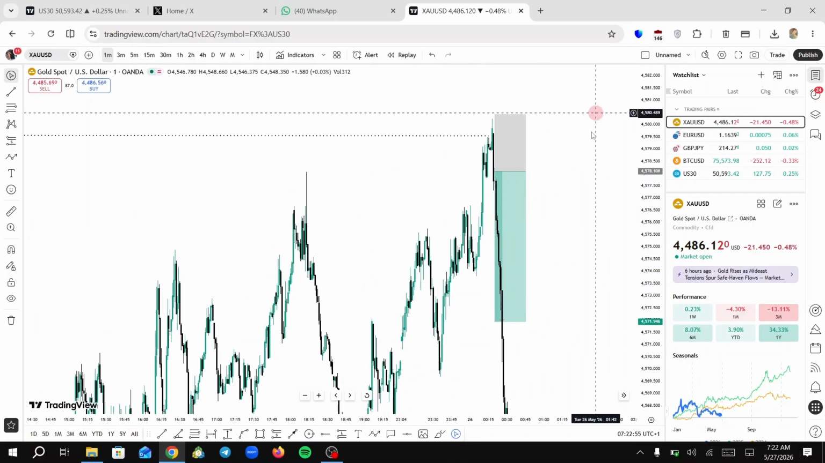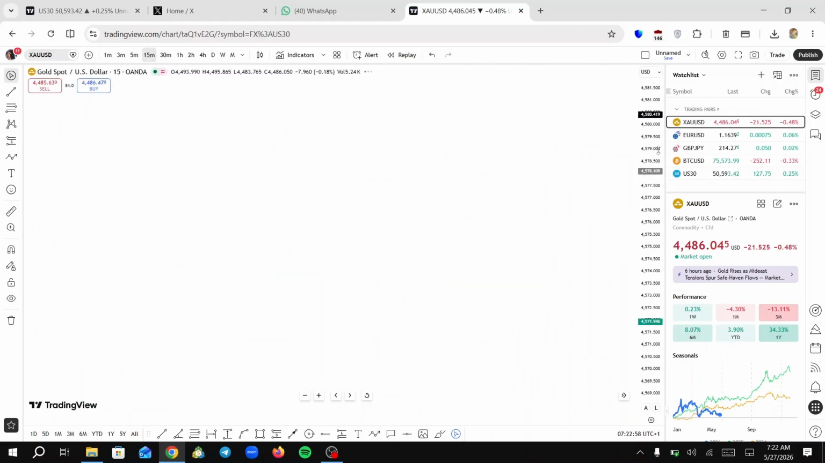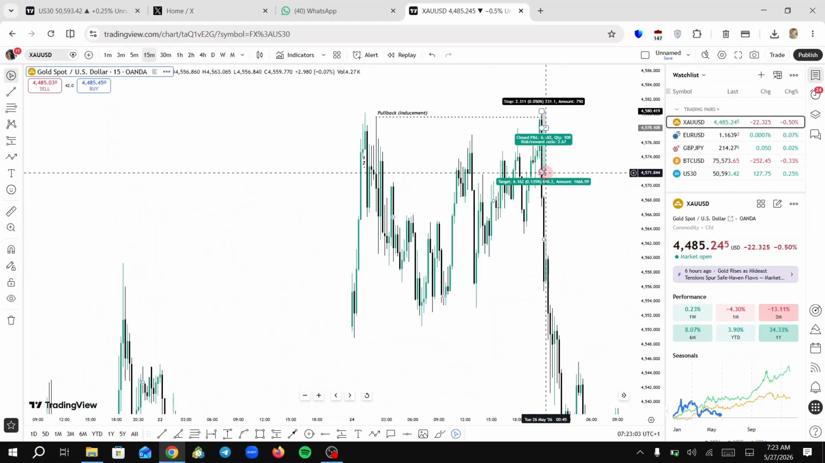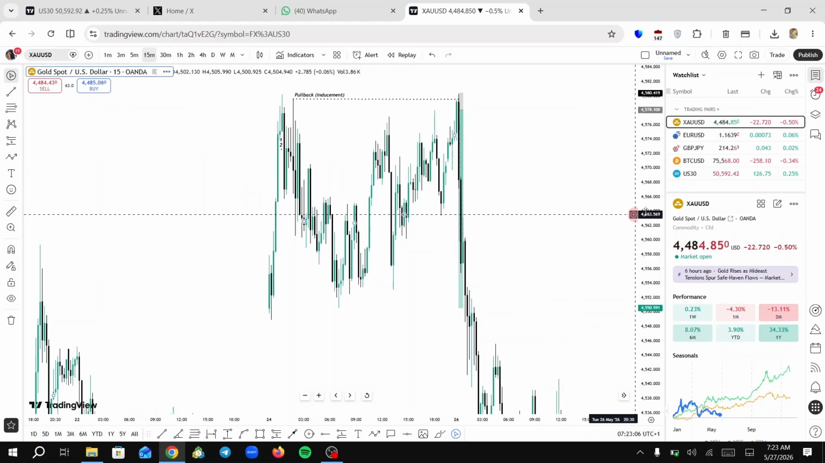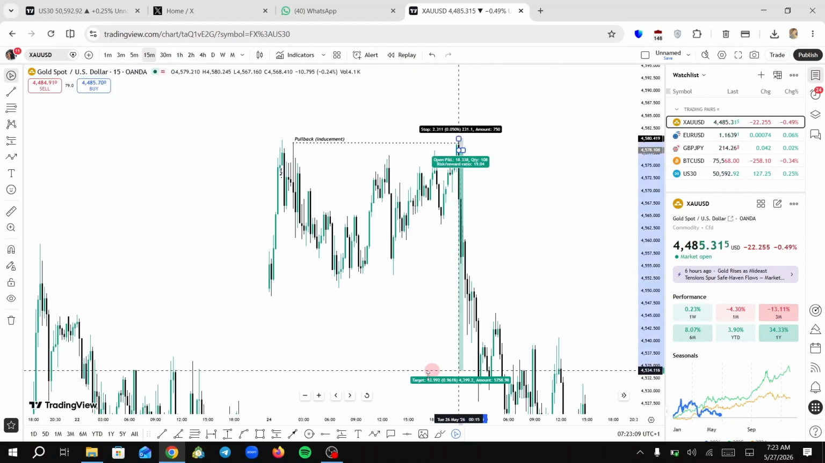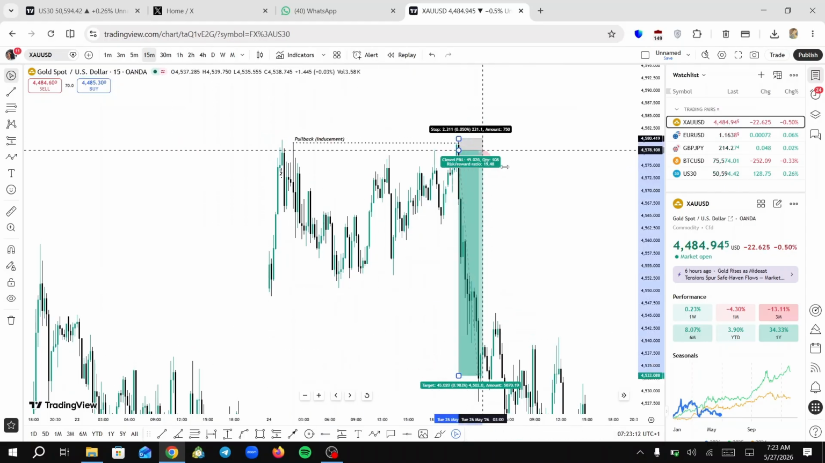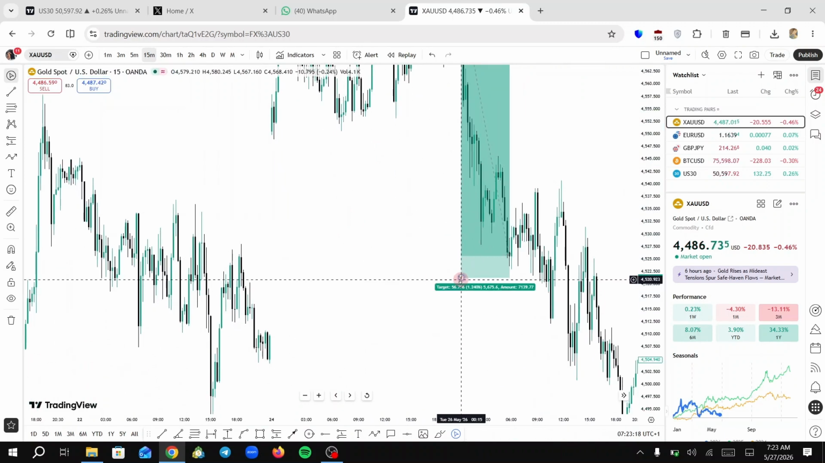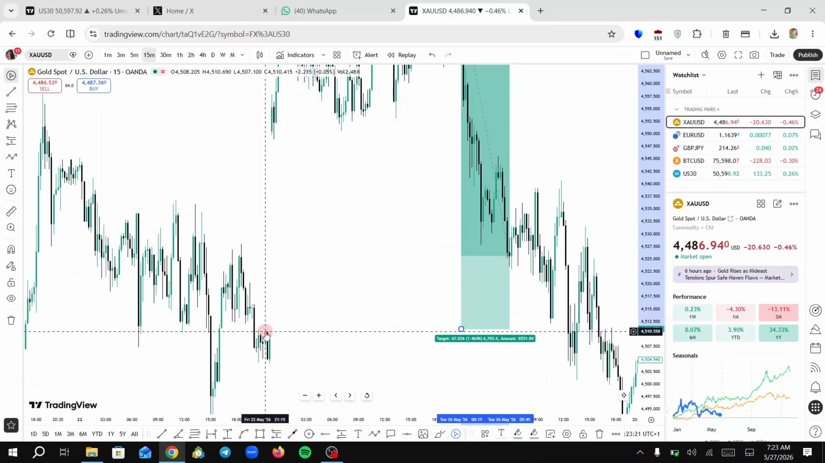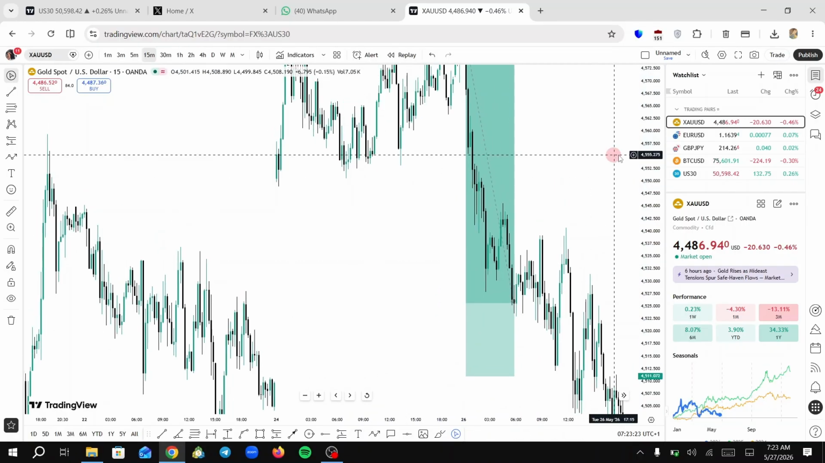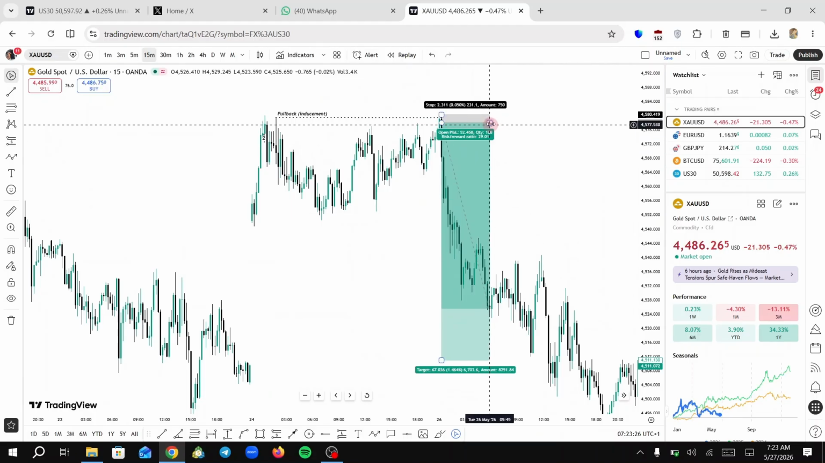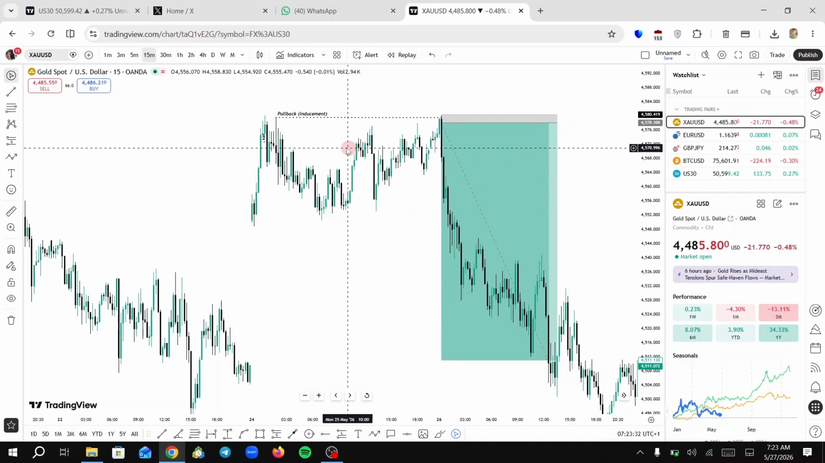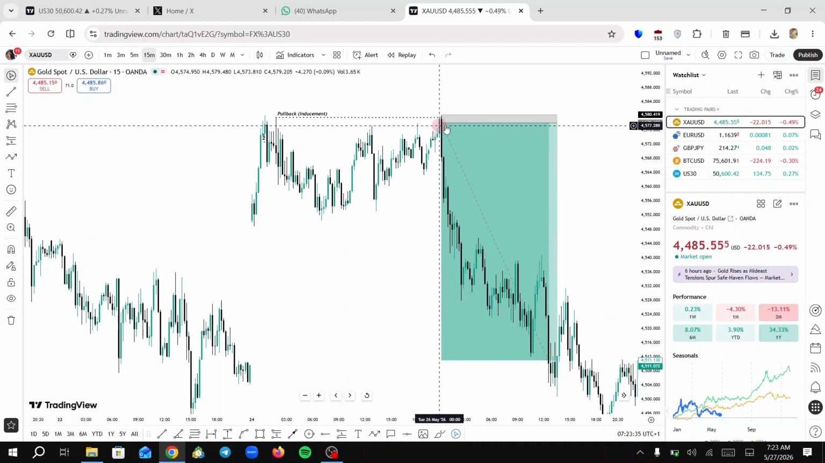As you can see, I'm placing my SL above here, right here. Then I executed my trade, targeting the low that created the gap. I targeted the low that created this gap. Targeted this low right here. So that was what I targeted, and that was how I was able to catch a 1 to 29 reward on gold.